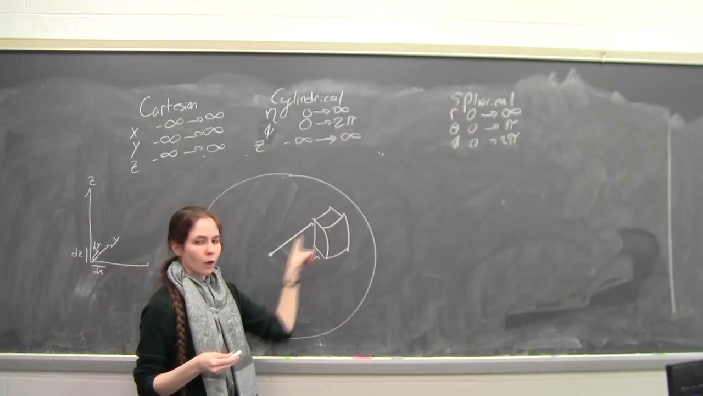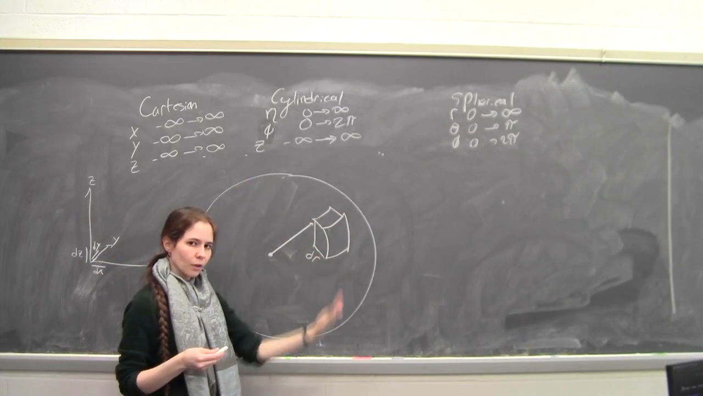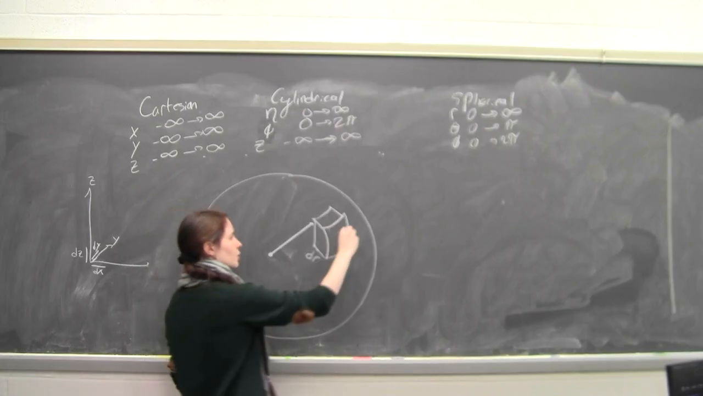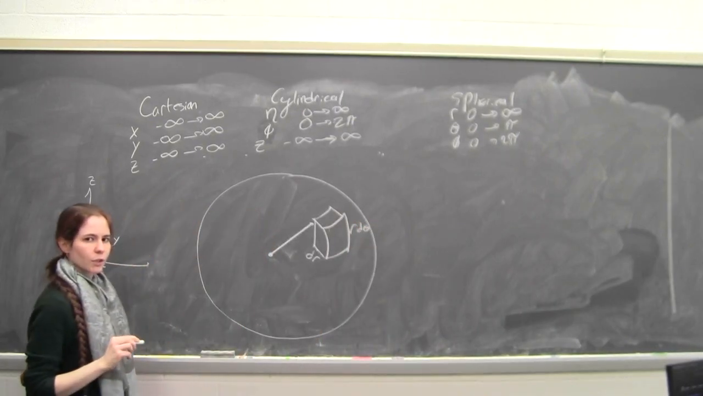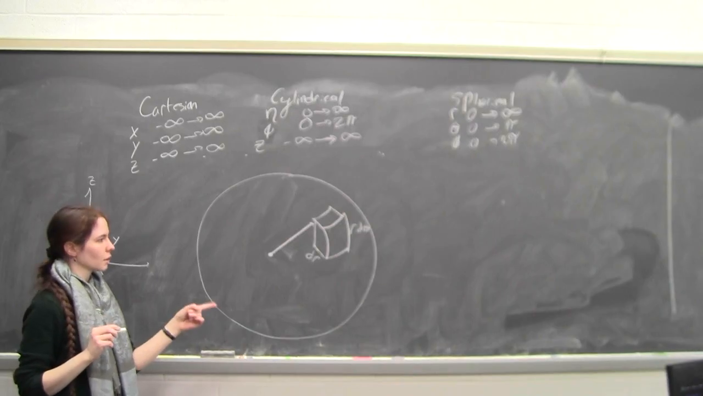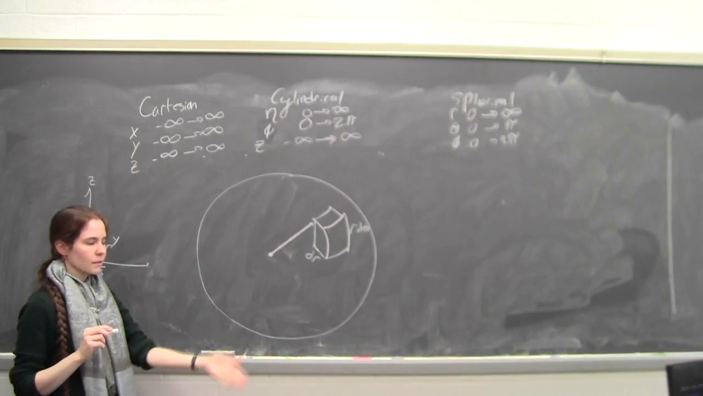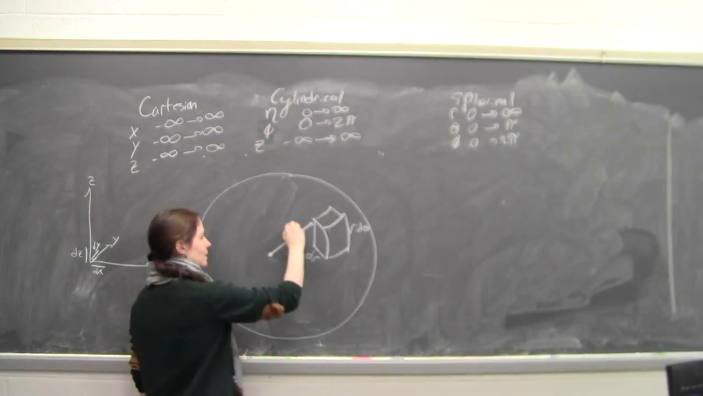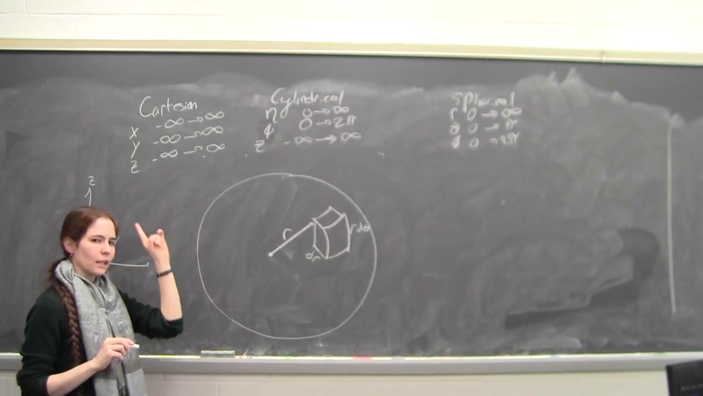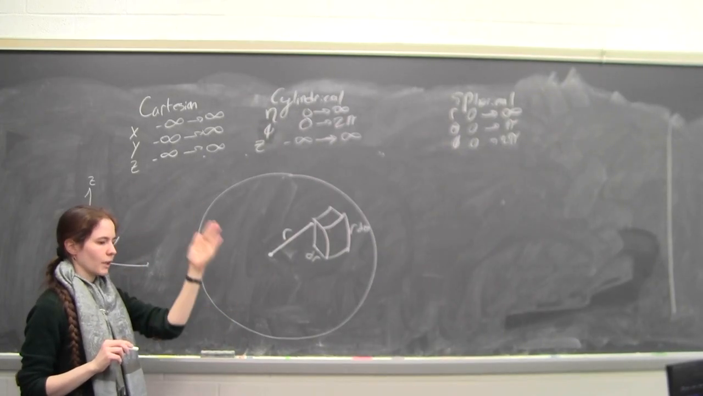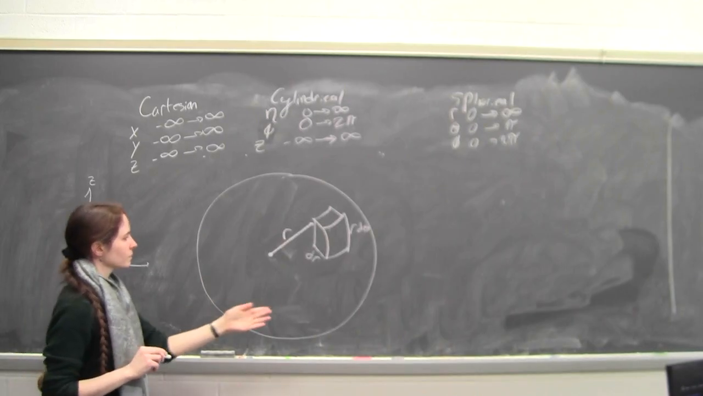Now we have two arc lengths. The polar arc length is just going to be r d theta. So this is very similar to the arc length on the cylinder. It's just the radius that this is at, so this is at some radius r, times the little bit of angle d theta that we're going down in the polar direction.